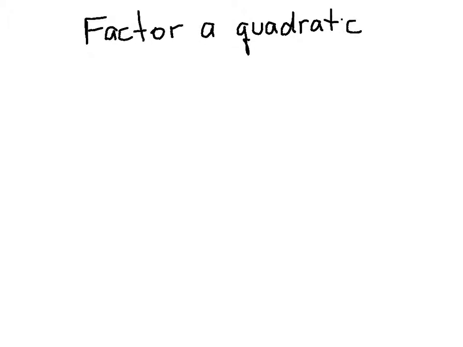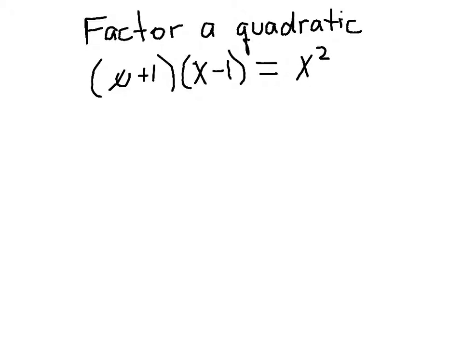Okay, this is 4.3, and it's how to factor a quadratic. If you'll remember, we've already talked about how to FOIL a quadratic to get back to the standard form. So this is how to go from this backwards. Okay, first let's talk about signs.